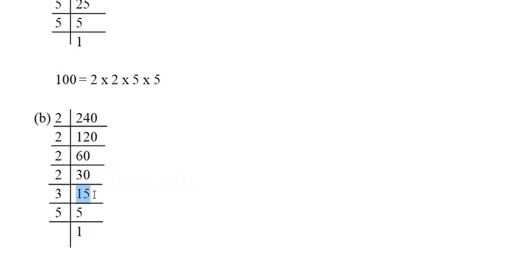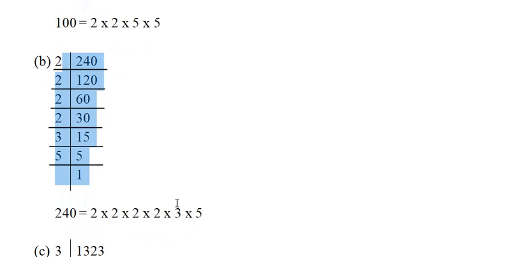Now this 15 cannot be divided by 2, so you will move on to the next prime number, that is 3. Now 3 times 5 will be 15, so you get 5. And this 5 cannot be divided by 3, so you will use the next prime number, that is 5. Once you get 1 at the end, it means you have completed this particular portion. And the next step will be to represent 240 as the product of its prime factors.